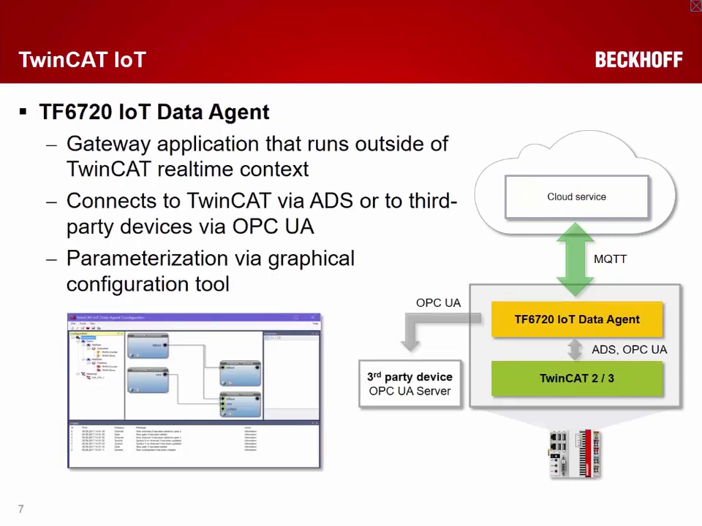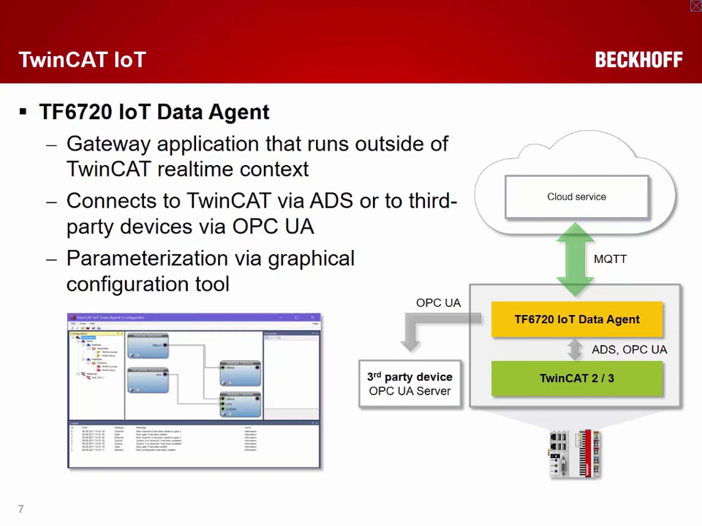The next product is the IoT Data Agent, so TF6720, and it's basically an application that runs outside of the context of the TwinCAT PLC, of the TwinCAT real-time. So it's a gateway application that you install on a Windows computer and that runs totally outside and independent of the TwinCAT real-time context. So the data agent can connect to the TwinCAT runtime, and it can be TwinCAT 2 or TwinCAT 3, either via ADS, but you can also use OPC-UA.